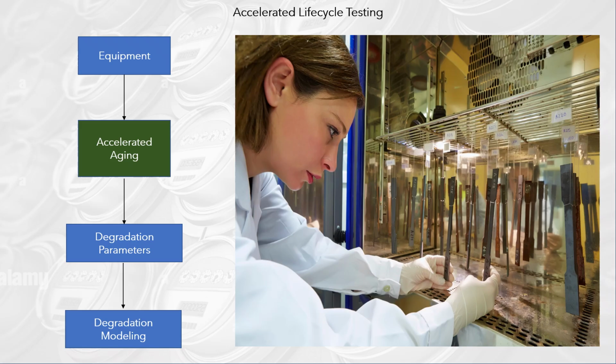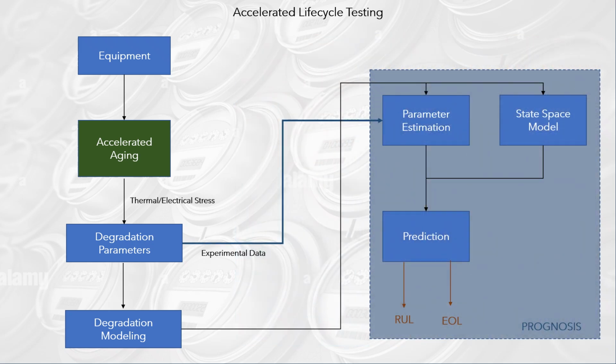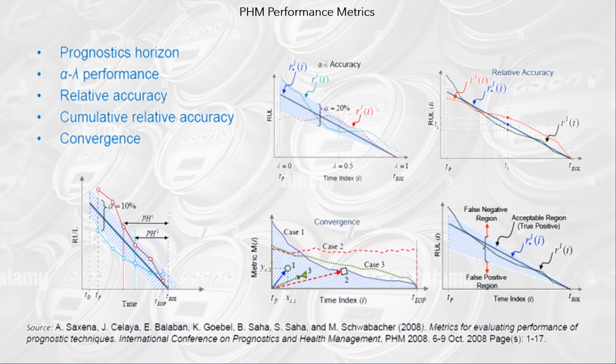In the diagram, this phase is related to accelerated aging, an additional stage of the PHM process. The data obtained from accelerated aging are converted into degradation parameters, and the prognostic phase is applied to determine the RUL and EOL. To measure the effectiveness of PHM, it is proposed to choose one or more performance metrics. Saxena et al., in 2008, proposed the following: Prognostics horizon, accuracy, relative accuracy, cumulative relative accuracy, and convergence.